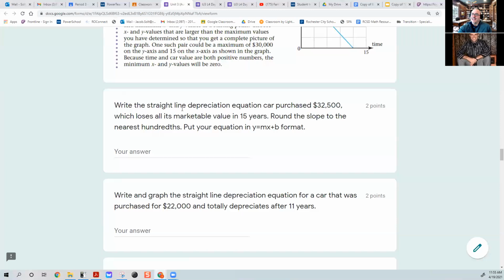Write the straight line depreciation equation for a car purchased at $32,500, which loses all of its marketable value in 15 years. Round the slope to the nearest hundredth. Put your equation in y equals m times x plus b format. All right. Go ahead and give this a shot.